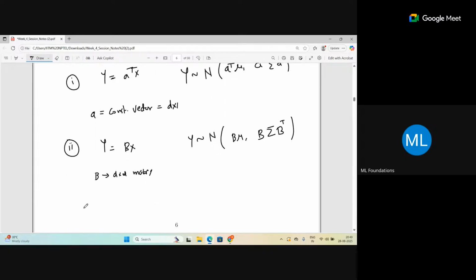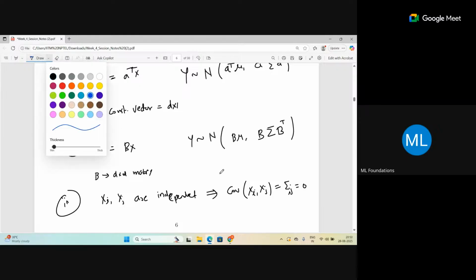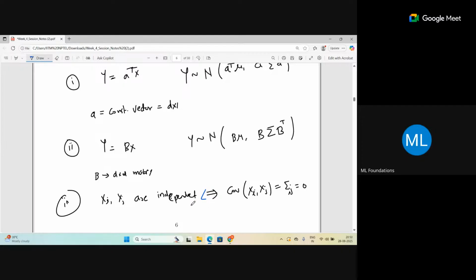And the third property is that if xi and xj are independent, then the covariance between xi and xj is equal to 0. And the converse is also true: if the covariance is 0, then they are independent. This is possible only in the case of multivariate normal. That means in our case it is possible.